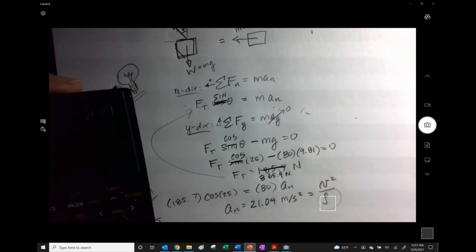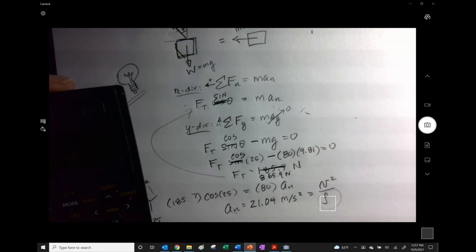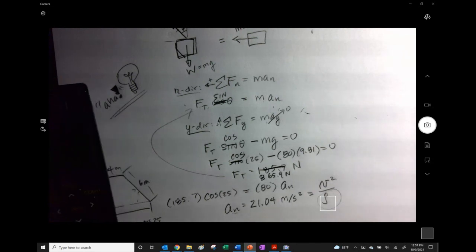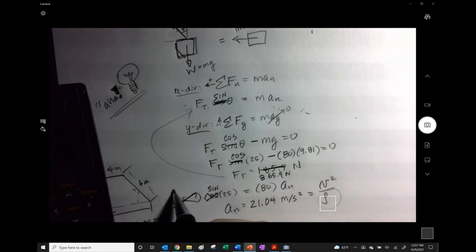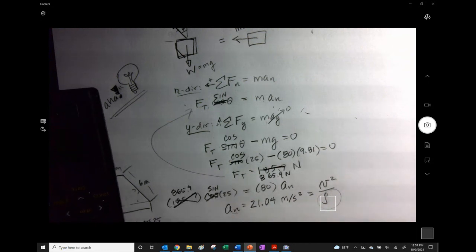I'm going to double check it because I have trust issues. But yeah, I got the right thing. Okay, so here we go, and we know this is going to be the sine, and this is going to be the 865.9, and so I'm going to multiply the 25 sine times that, and then divide it by 80.